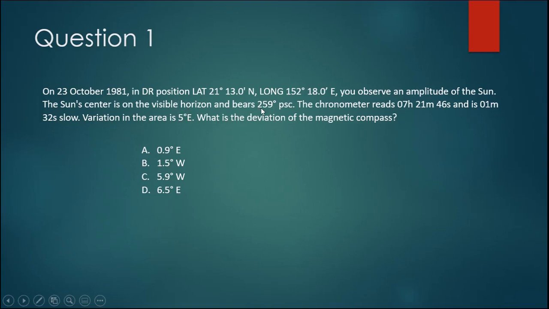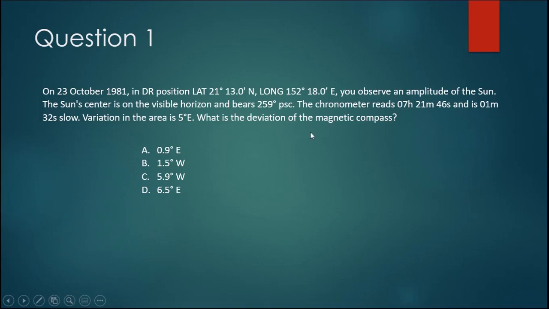It bears 259 degrees per standard compass. That lets us know that we're dealing with a setting sun. That's important here, and it's not a rising sun. It gives us a chronometer reading and a chronometer error and the variation in the area, and it wants to know what the deviation of the magnetic compass is.